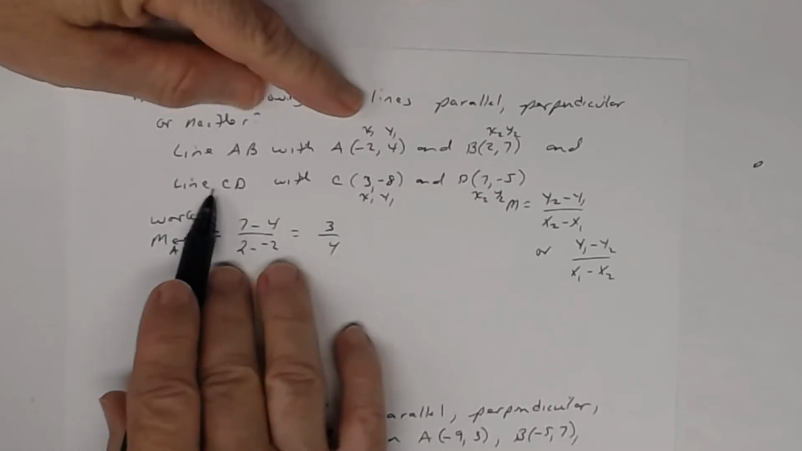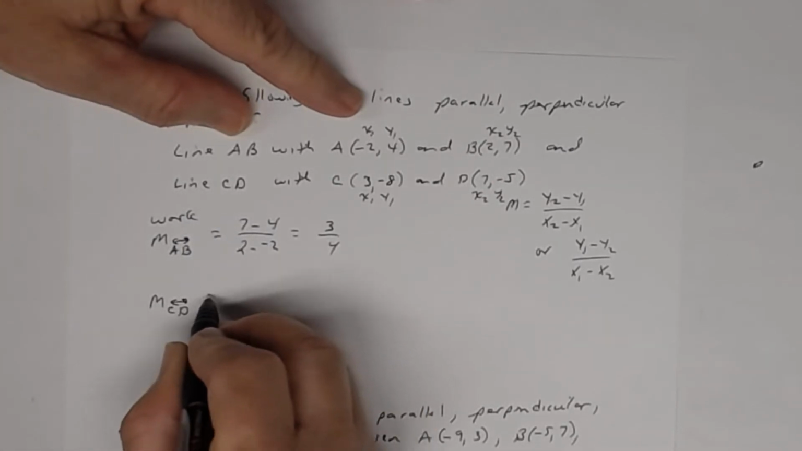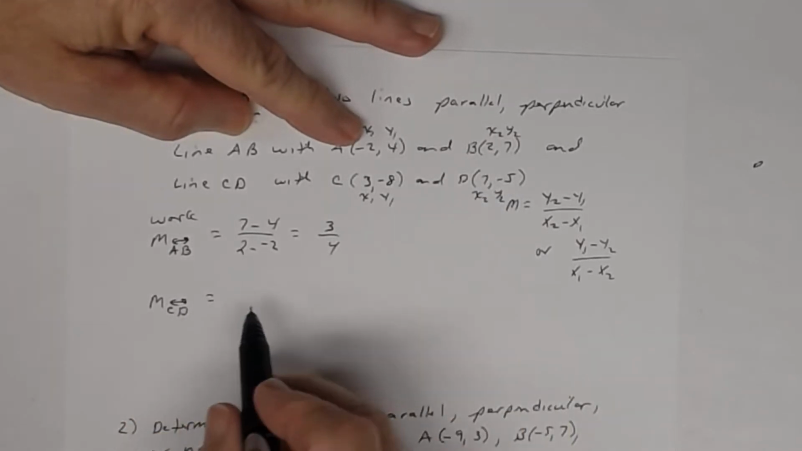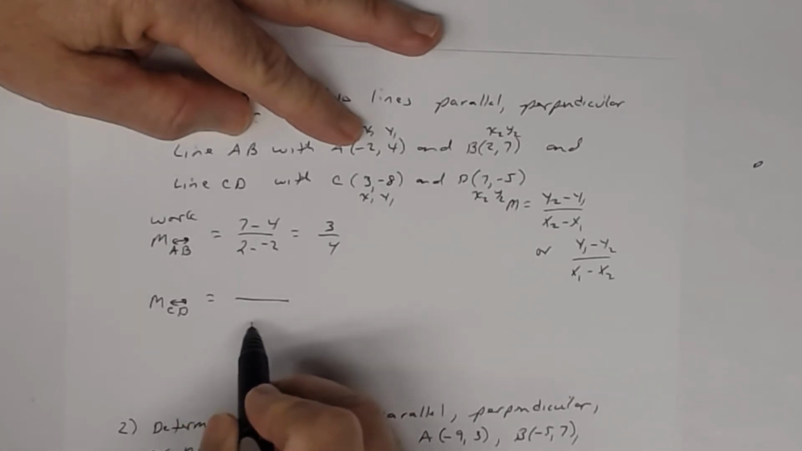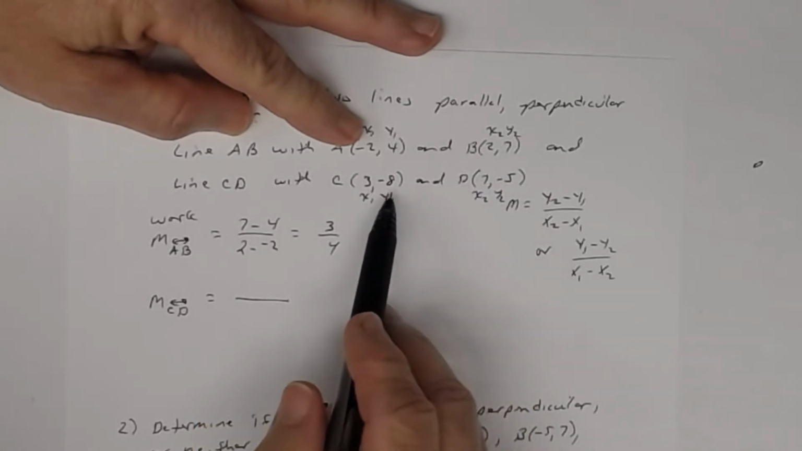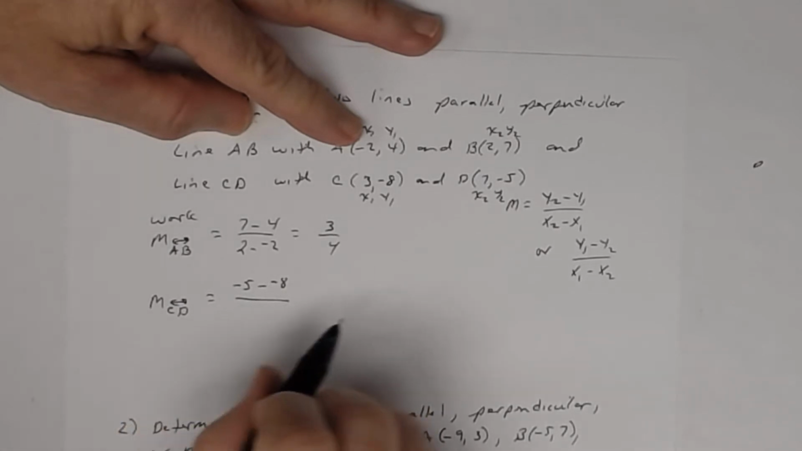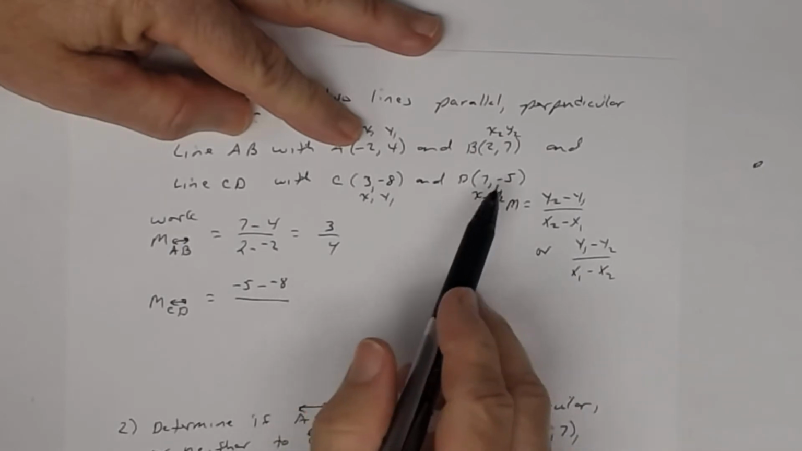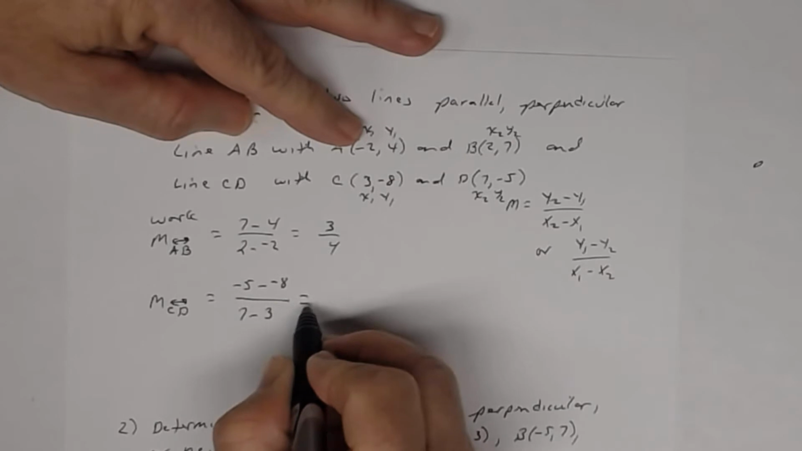Now let's find the slope of line CD. So the slope of line CD equals, and we do the same thing. Remember, the change in y goes in the numerator, and the change in x is always in the denominator. Rise over run. Negative 5 subtract a negative 8. Right? You always subtract. And then since I start with negative 5, I must start with 7. 7 subtract 3.